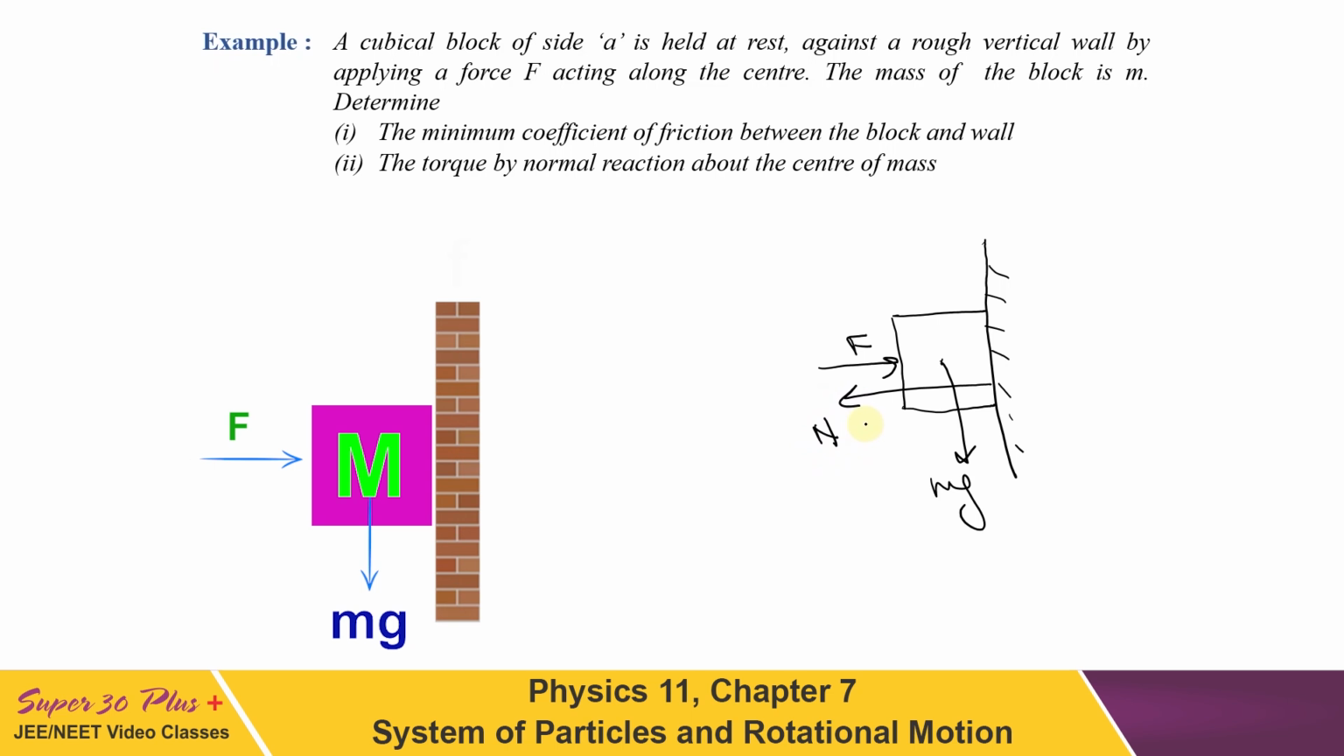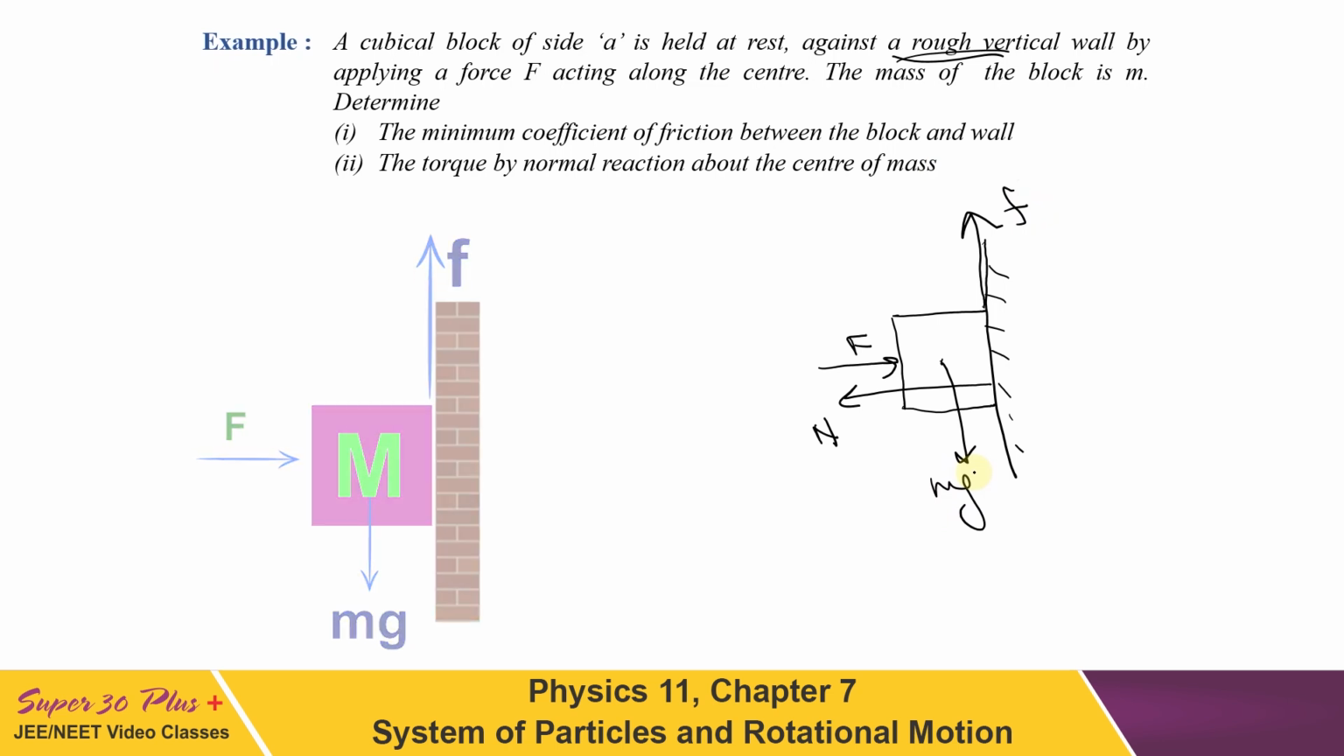Is there any force missing here? Of course, because the rough vertical wall is there, one friction will also be present, which has to be in the upward direction. As we know, due to weight the block will have a tendency to slide down, so a friction has to be there in the upward direction. Now we first have to calculate the minimum coefficient of friction between the block and the wall. Let us solve this first.